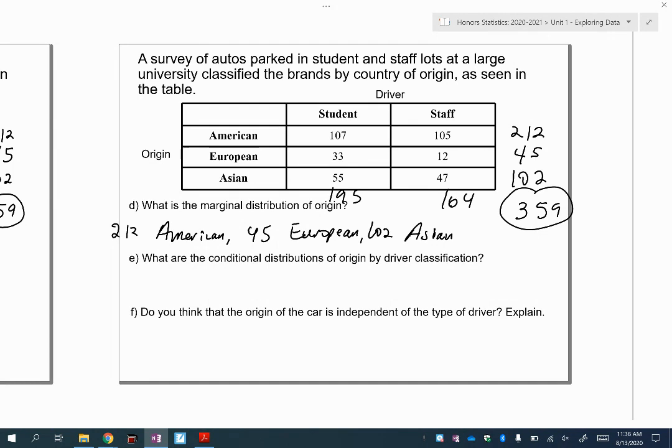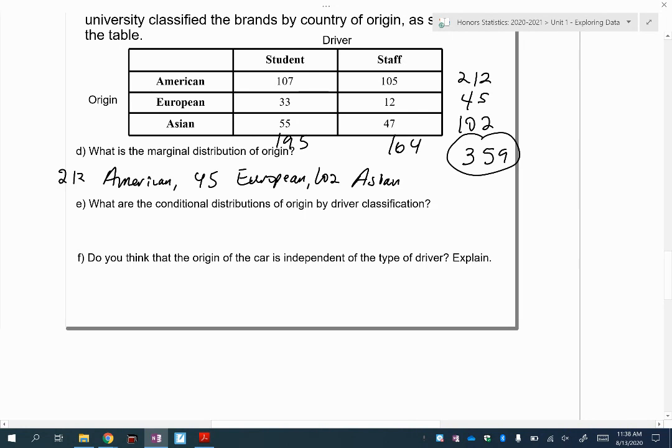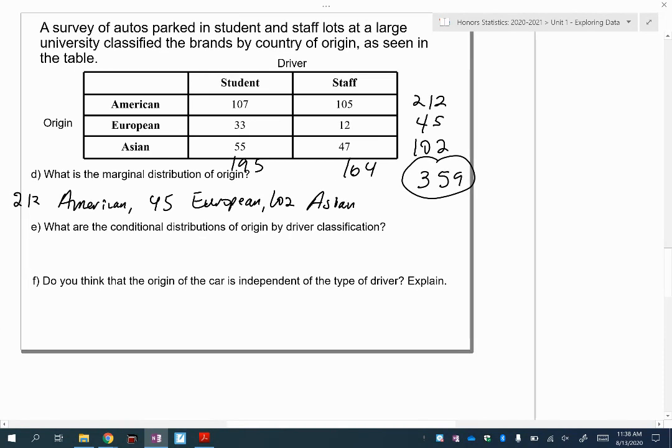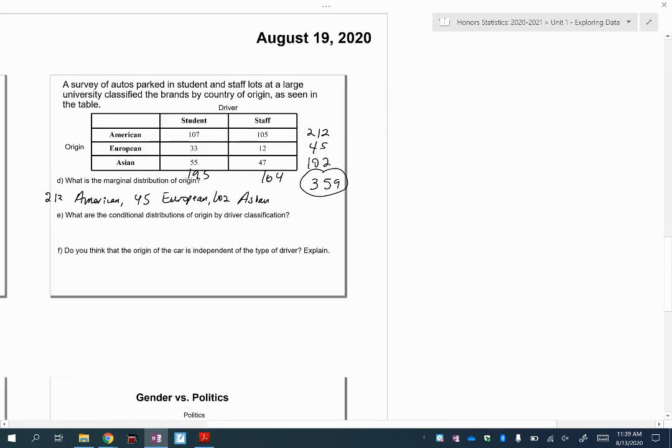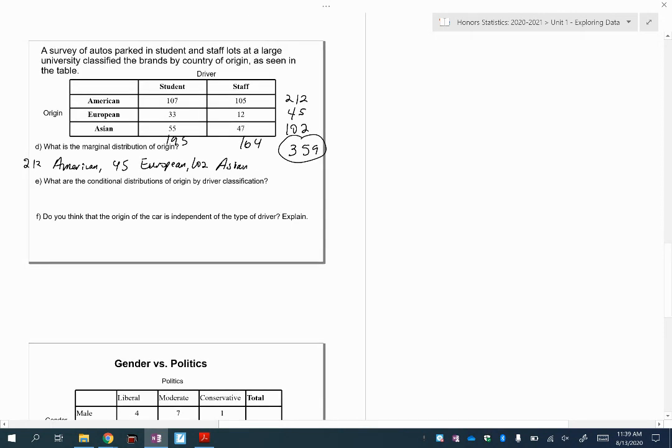All right, so that's how you would answer part E. But I want to spend the last part of this, and it's going to take a while, but I want to show you everything to do letter F. Do you think that the origin of the car is independent of the type of driver? When you're asked a question about independence, if you just write a sentence like, yeah, I think they're independent, or no, I don't think they're independent, you have to back it up with some actual calculations. So let me show you how we're going to do that. I'm going to show you many examples. This is just one of many.